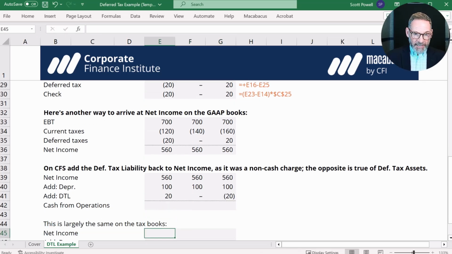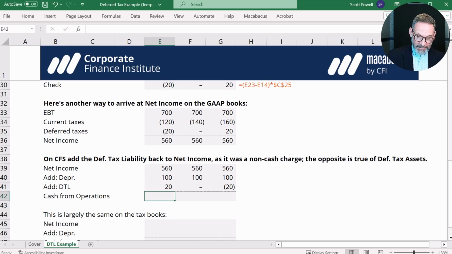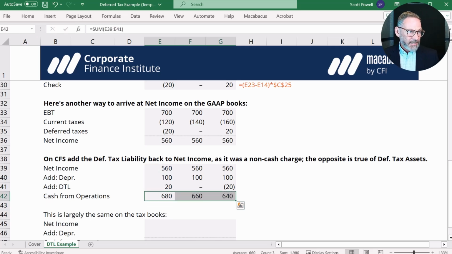And what do I get? I should get 680. We have 660, and we have 640. Okay, so far so good. That's our cash from operations.